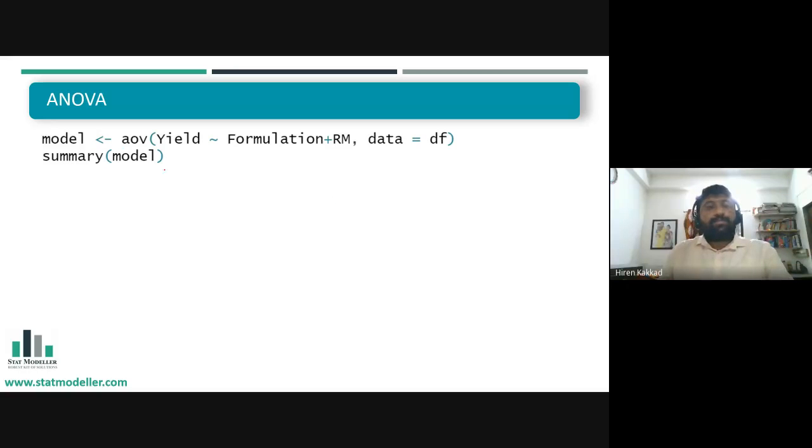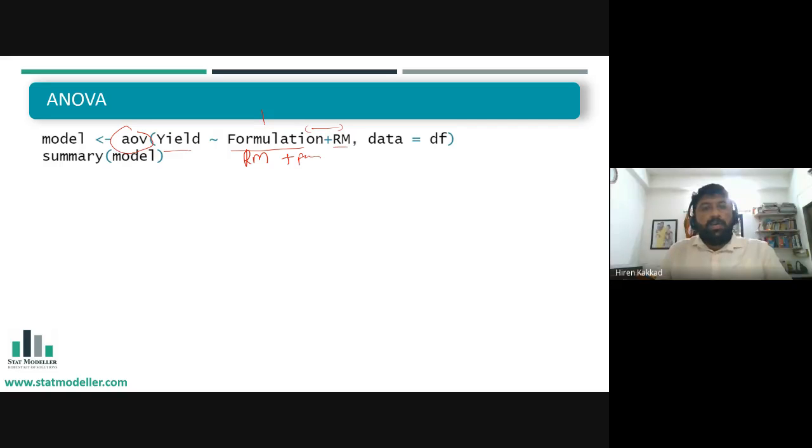Now here we are using again the same function, aov, with yield as a function of formulation plus raw material. Please remember that the sequence is also important, as I was just referring to some of the books, articles and videos. If you write RM first plus formulation, then also it will give you the output.